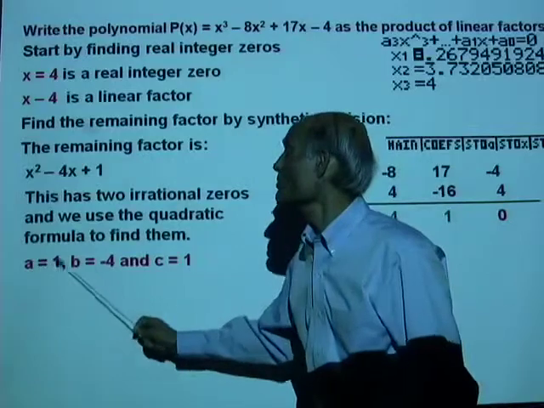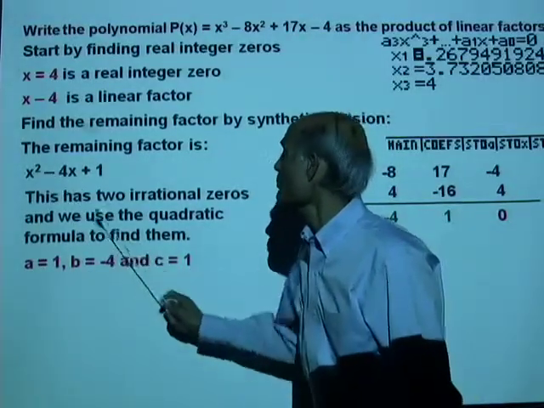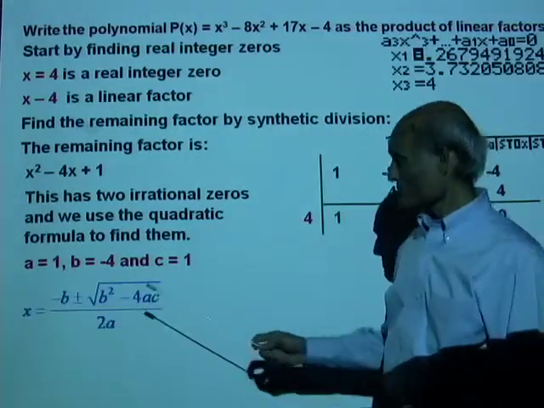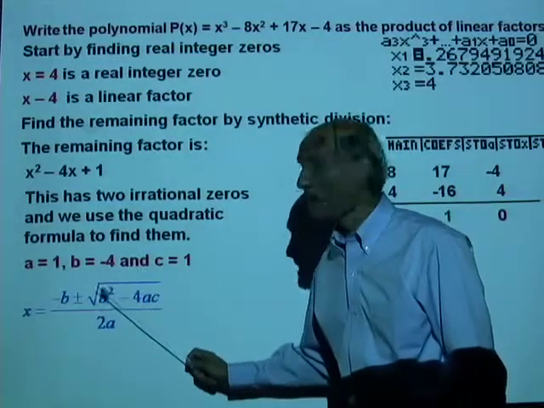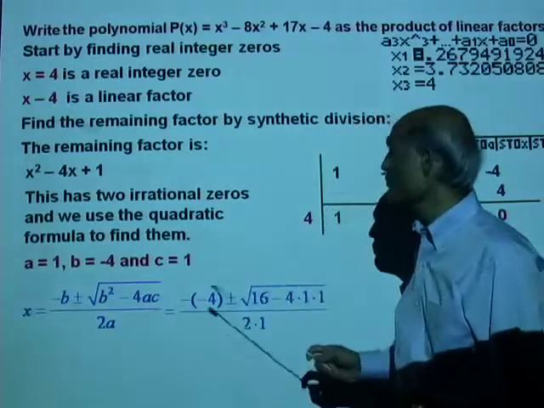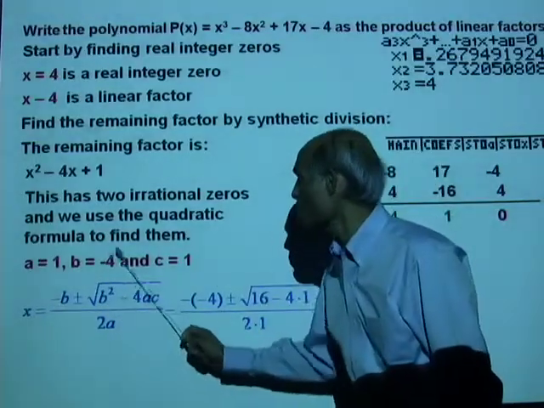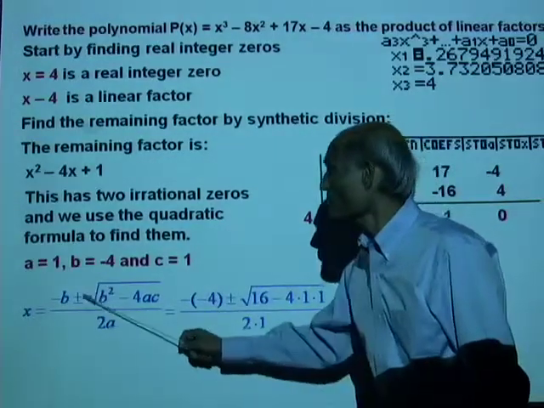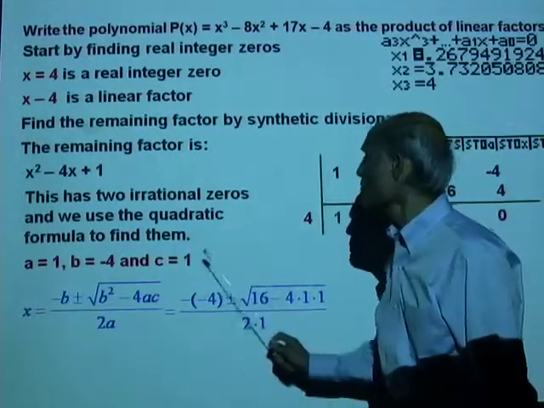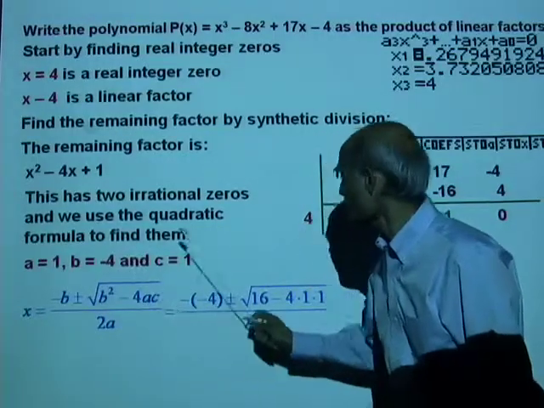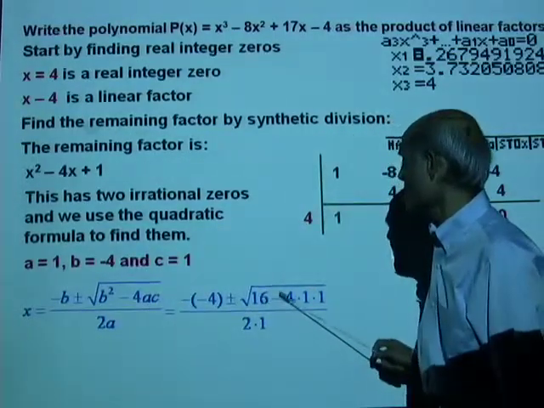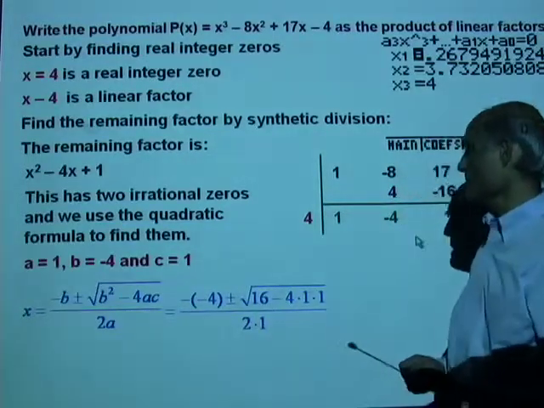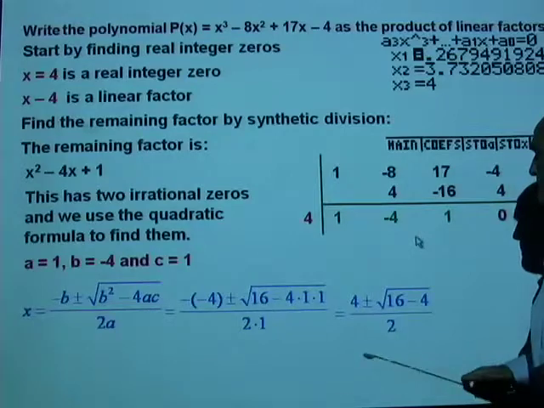That is a equal to 1, b equal to negative 4, and c equal to 1. Use the formula and replace your a, b, and c. Negative b is negative negative 4, plus or minus the square root of b squared, negative 4 squared is 16, minus 4ac, divided by 2a. And what does that give you?